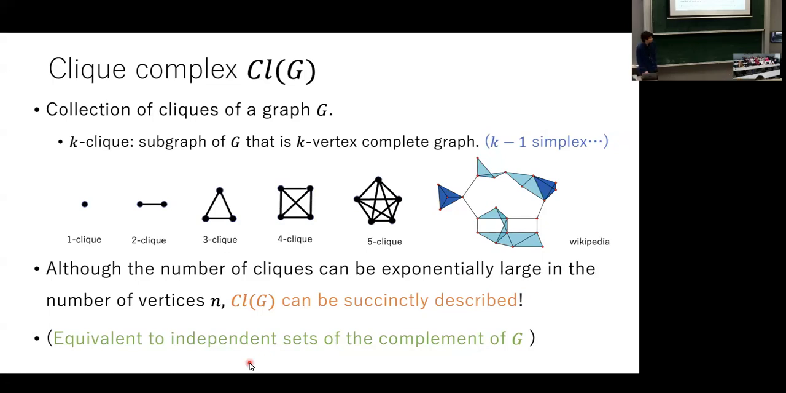Is it unique? So given a clique complex, is there only one graph that will give this clique complex, or can I have multiple graphs giving me the same? Yeah, the graph is a description of the clique complex. So, okay, let's see. Only one. So the edges are no. Yeah, okay.